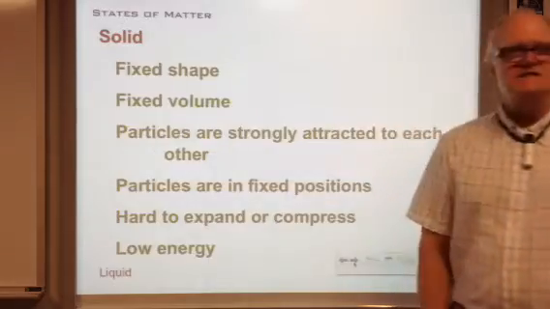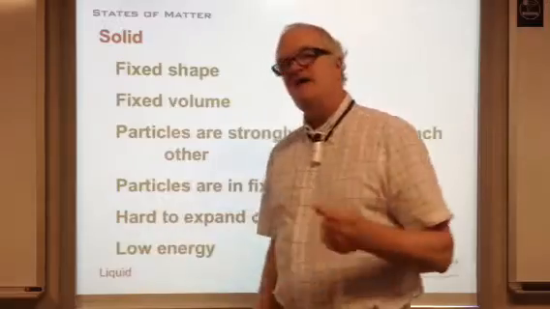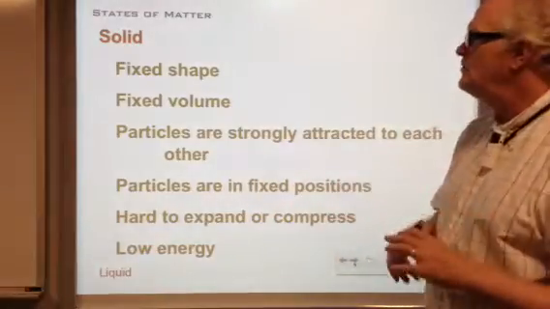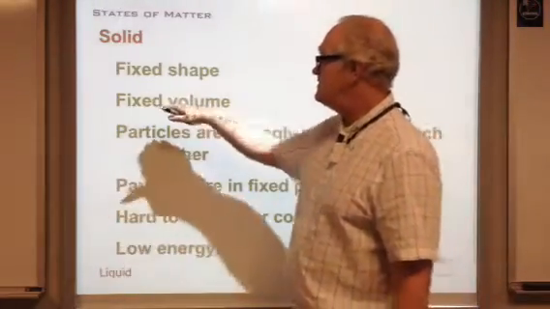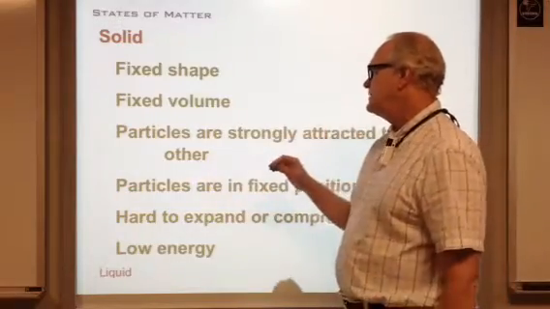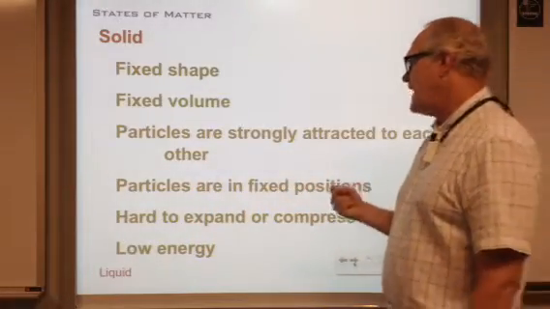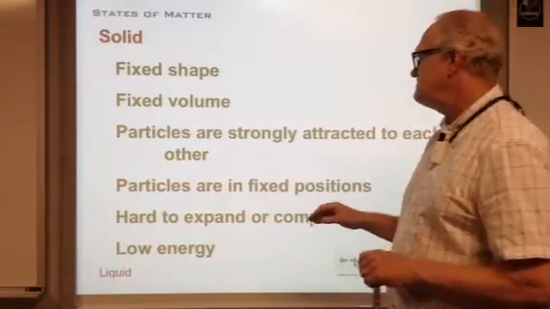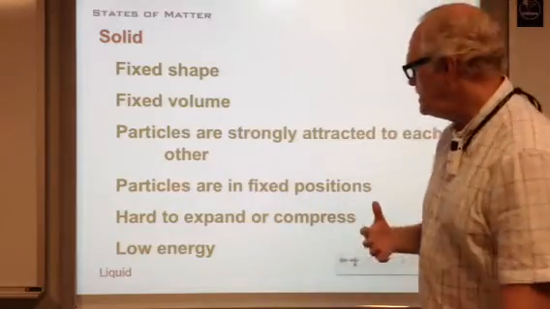All right, let's sum up our solids, liquids, and gases. First of all, solids. Solids have fixed shapes. The particles are fixed into position and they don't move around, and so the shape of a solid stays the same. And because everything's fixed in place, the volume of a solid doesn't change at constant temperature. And again, it's because the particles are strongly attracted to each other, and they're attracted so much they stay in their fixed positions. That makes solids hard to expand or compress.